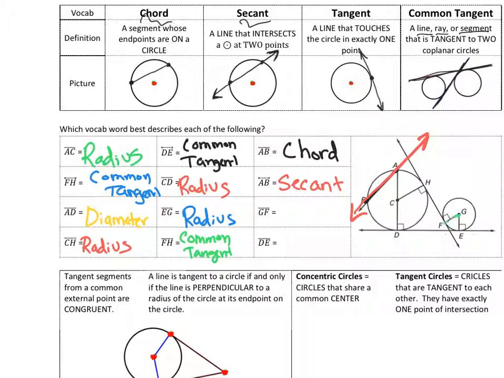Next, they're talking about this little GF on the little circle. That is a radius. And then last but not least, they're talking about the segment D to E. It starts and ends on one circle again, so it's a common tangent because it intersects two circles in one spot.